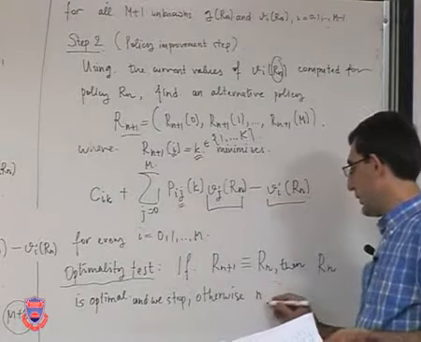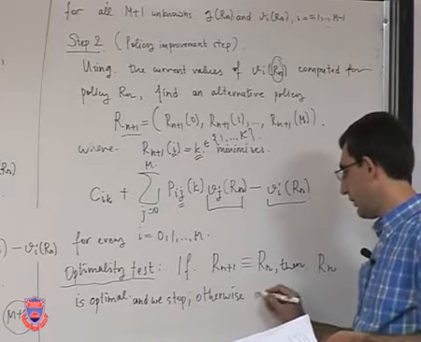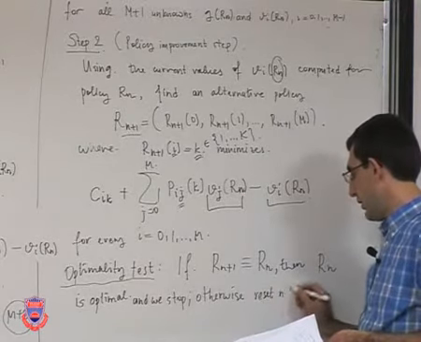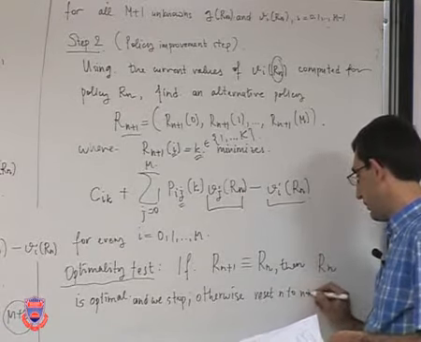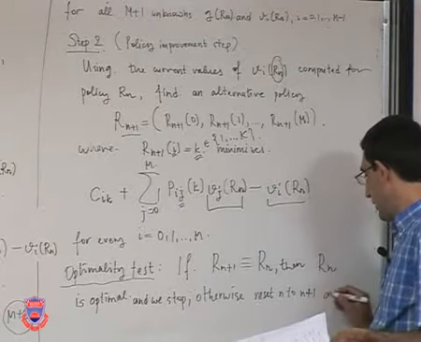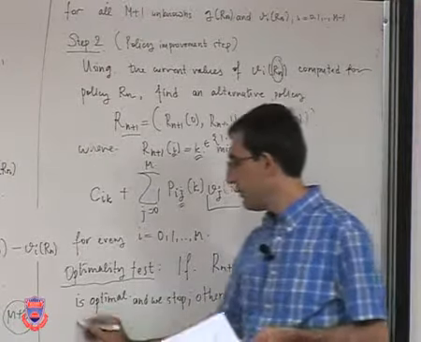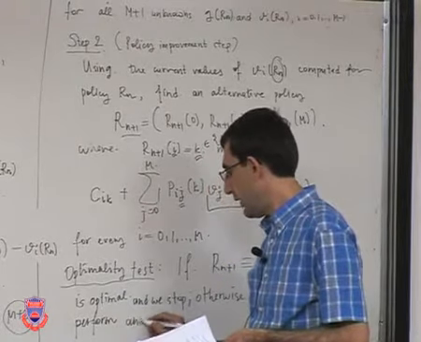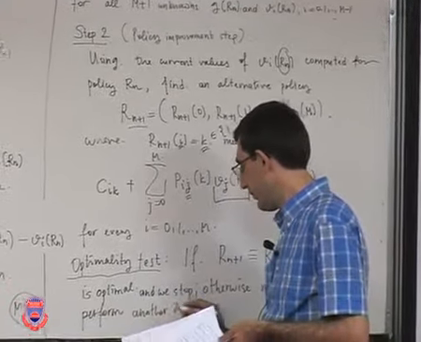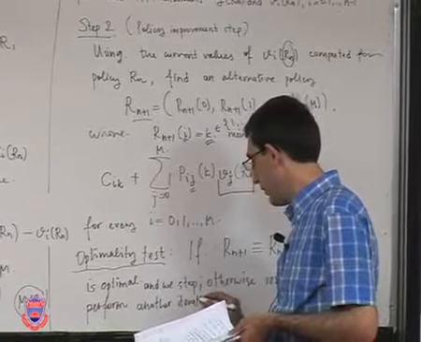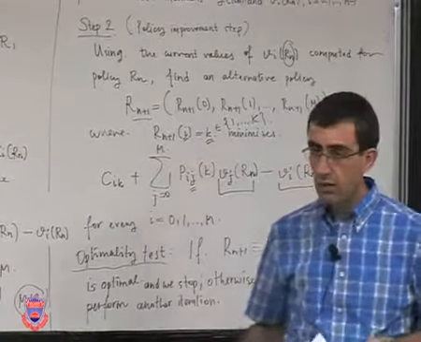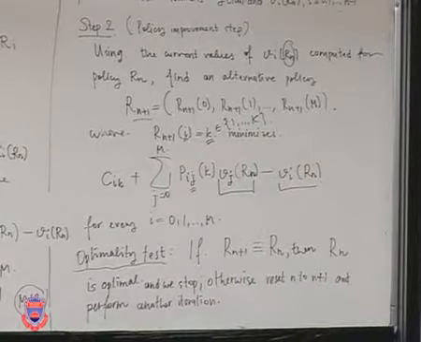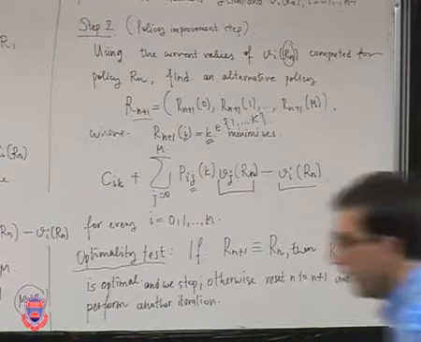Otherwise, we simply reset n to n plus 1 and we perform another iteration. Okay? That's how the algorithm works.